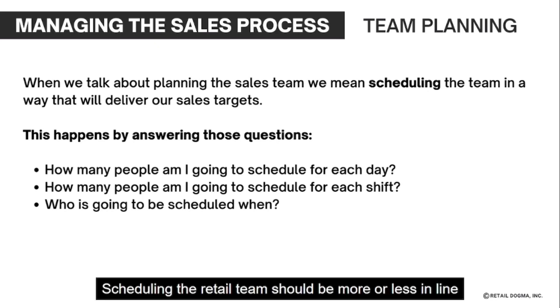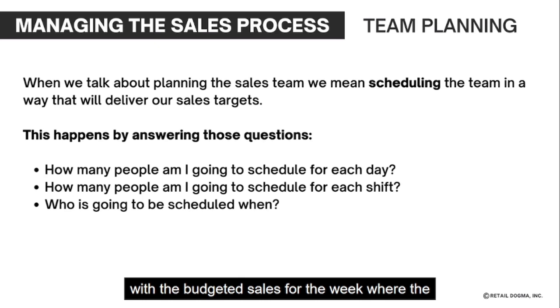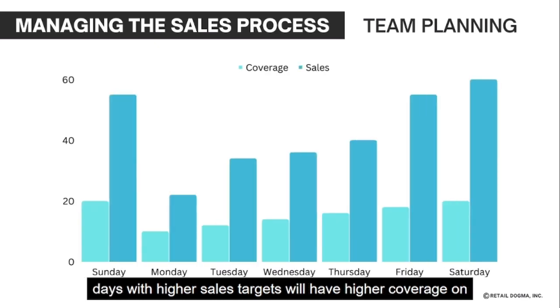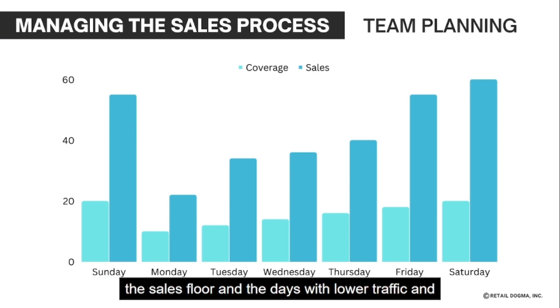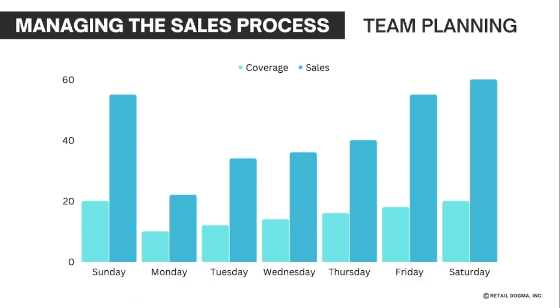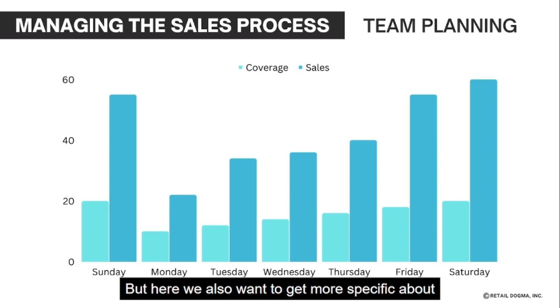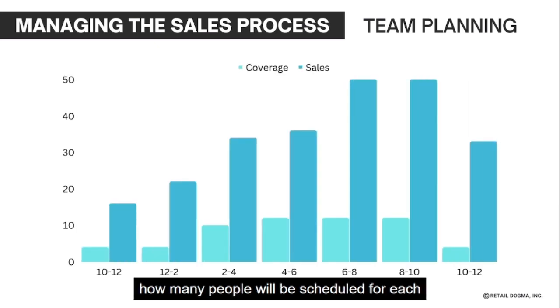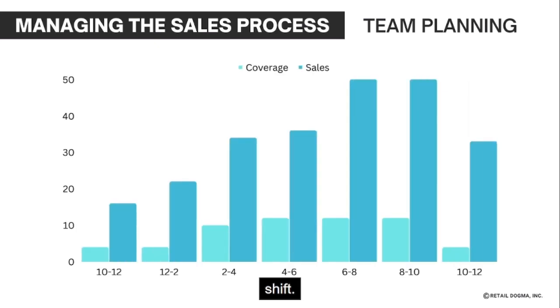Scheduling the retail team should be more or less in line with the budgeted sales for the week, where the days with higher sales targets will have higher coverage on the sales floor, and the days with lower traffic and sales volume will have less coverage and will be ideal to give more of the days off for the team. But here, we also want to get more specific about how many people will be scheduled for each shift.